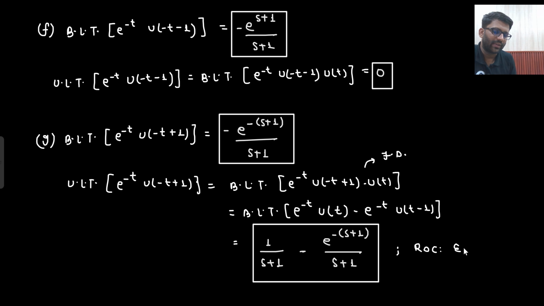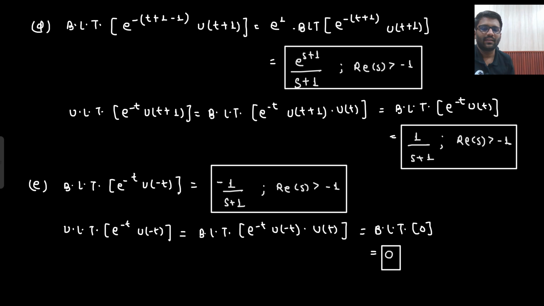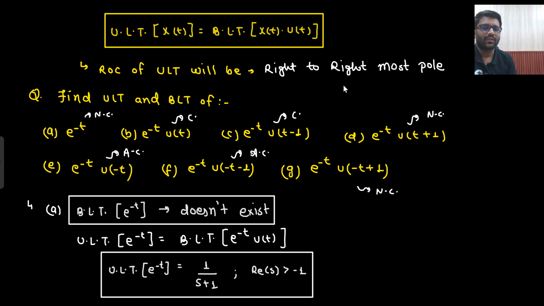So the ROC here will be the entire s plane, because this has become a finite duration, finite amplitude signal. And even if you put s equals to minus 1 here, you can see that e to the power 0 will be 1, so you are getting a 0 by 0 form. So surely the ROC will be the entire s plane here. So here what I will write down is: right of the rightmost pole, or the entire s plane.